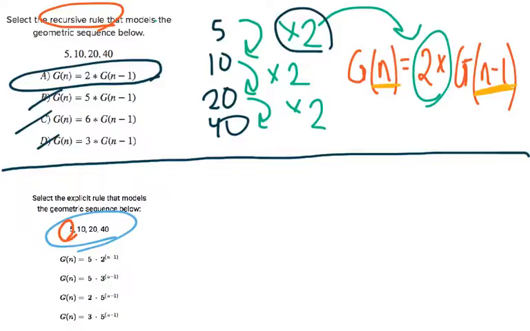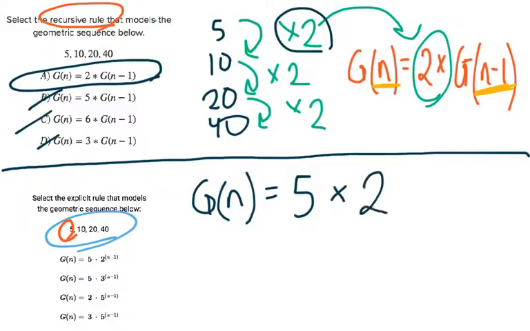So then the formula should look like g of n equals 5, our starting value, times 2, because that's what we multiply by each time, and we do that to the power of n minus 1 to figure out how many times we need to multiply by 2. Because here, if we go back up here, we multiply by 2 once, we multiply by 2 again for the next term, by 2 again for the next term. So the number of times we're multiplying by 2 depends on what our input of this function is. That's why we raise it to the power of n minus 1.